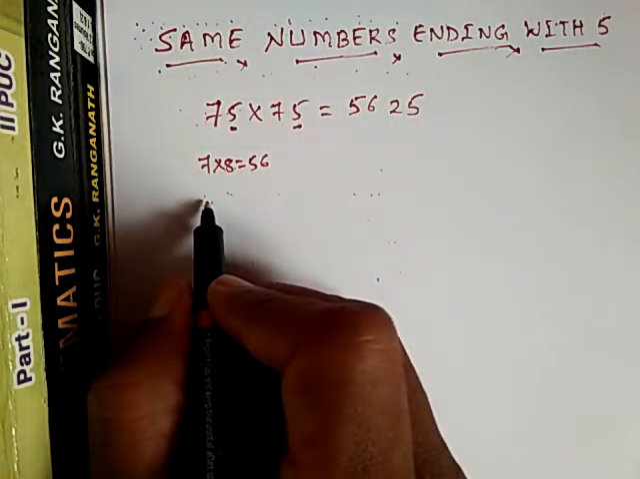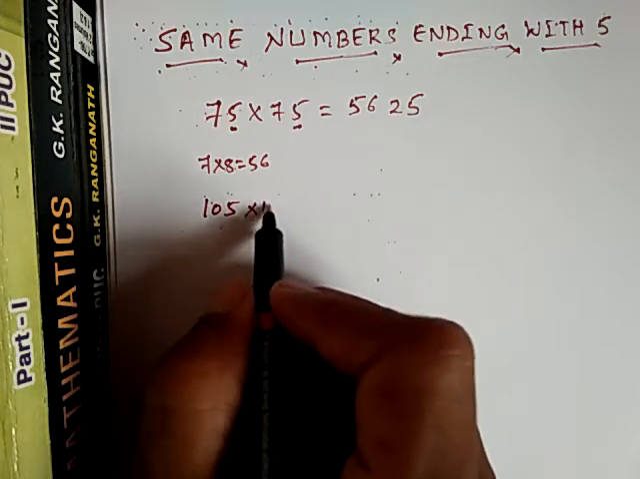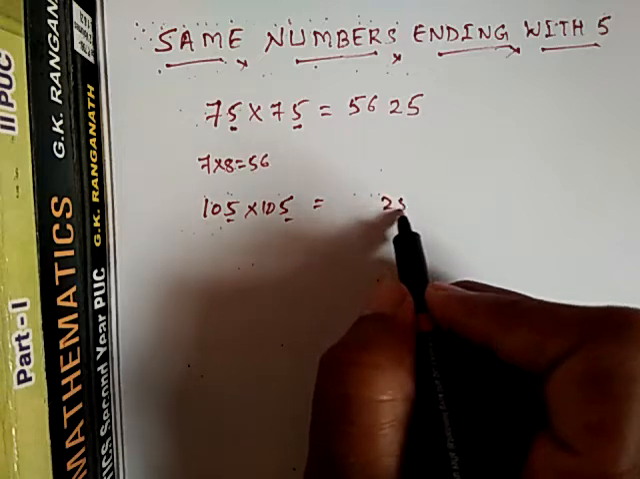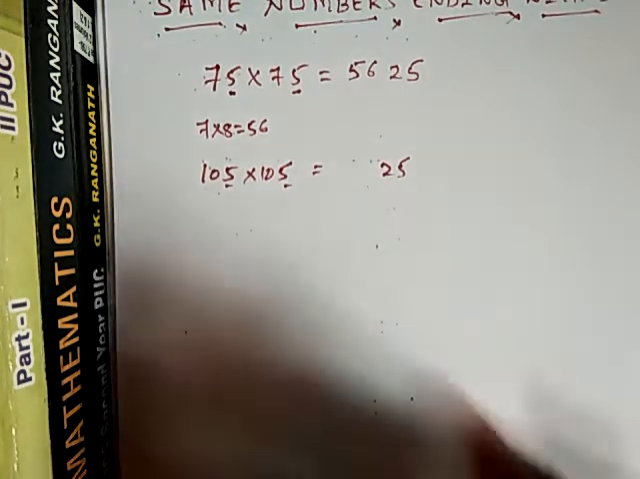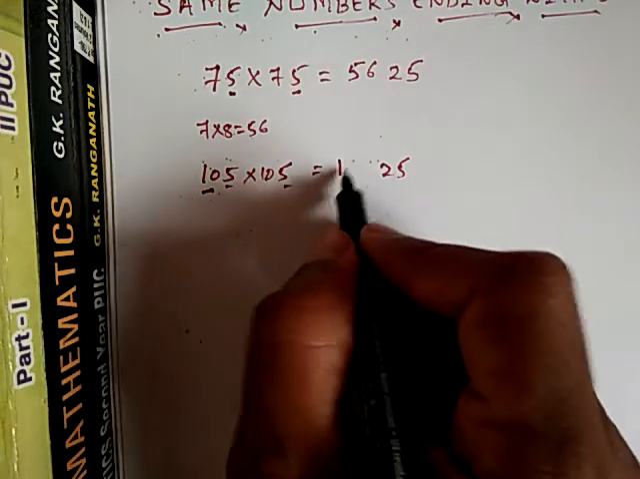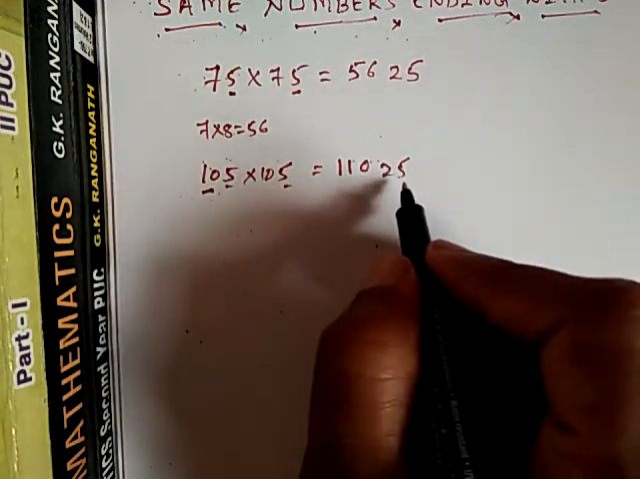Okay, next one I will take 105 into 105. So the last digit is 5, so last will be 25. 5 into 5 is 25. So here it is 10. The next number after 10 is 11, so 10 into 11 is 110. So this is the answer, 11025.